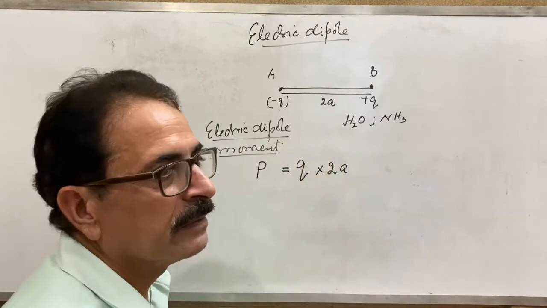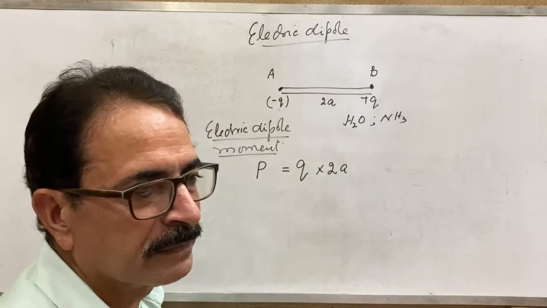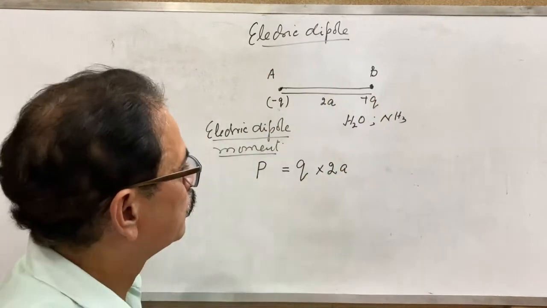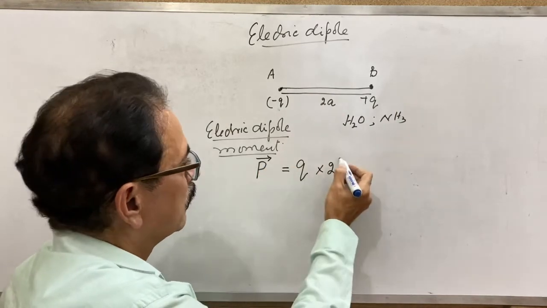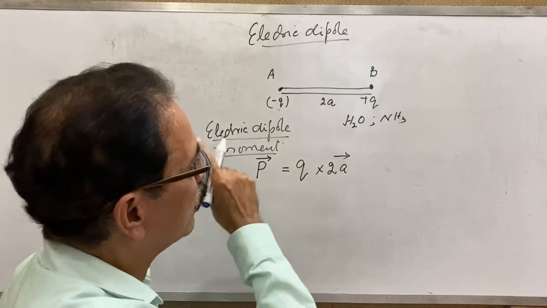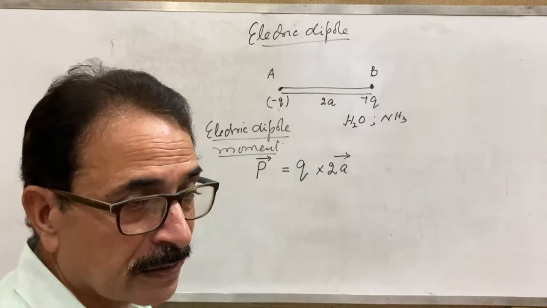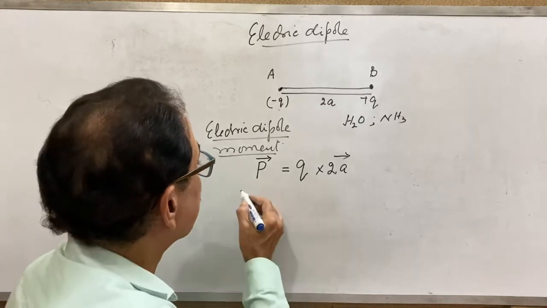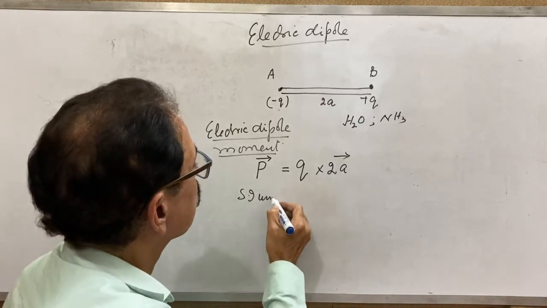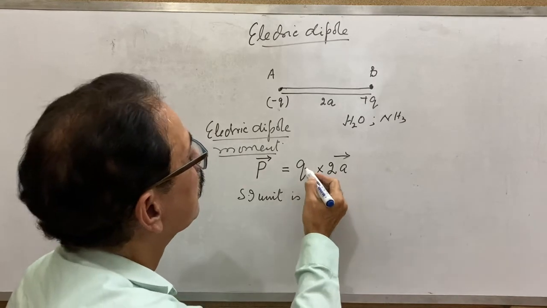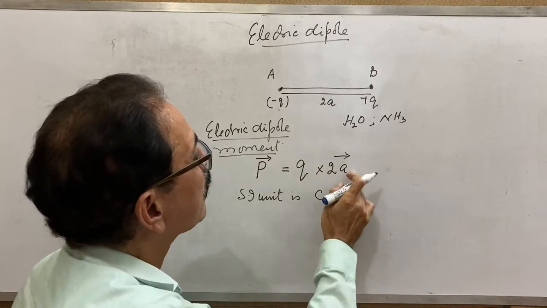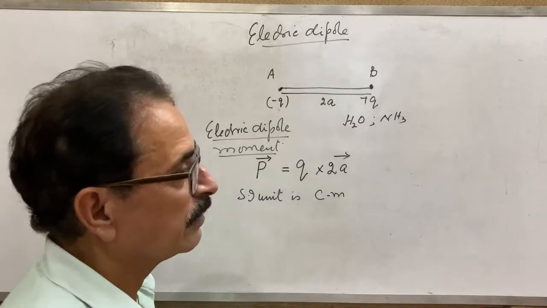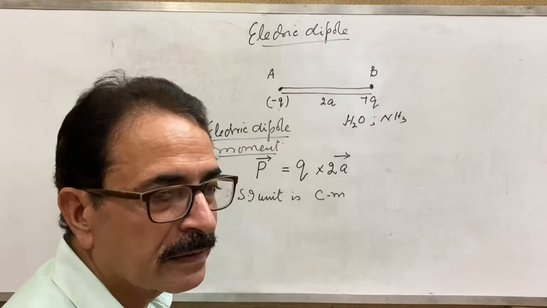It has a direction. This dipole moment has a direction. It is always taken from minus q to plus q. The dipole moment is from minus q charge to plus q charge. Here in physics we take it like this. And its SI unit: for charge it is coulomb, for distance it is meter. Coulomb meter is the SI unit for electric dipole moment.